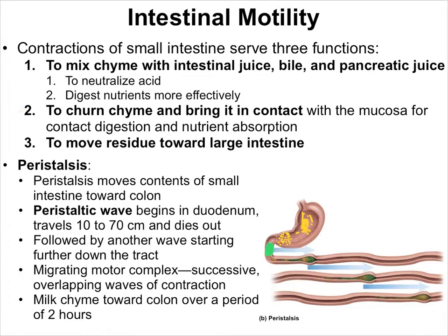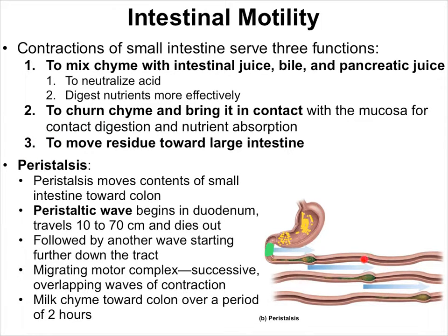Second, to churn the chyme and bring it into contact with the mucosa. Remember that things are only absorbed along the edges. You wouldn't want food to just travel straight through, because then all the nutrients along the edges would be absorbed, but the nutrients in the middle of the chyme moving through would never come in contact with the surface, so you've got to mix it up so that all of the chyme comes in contact with the surface.